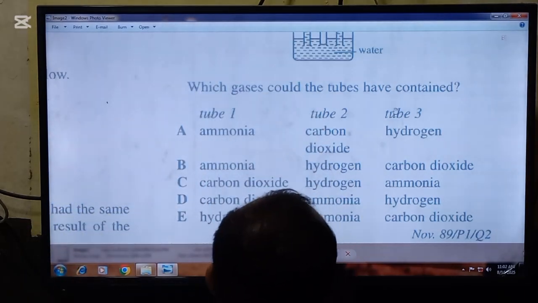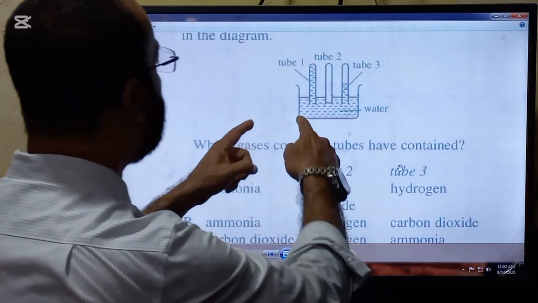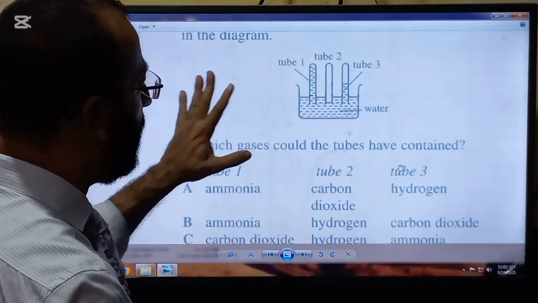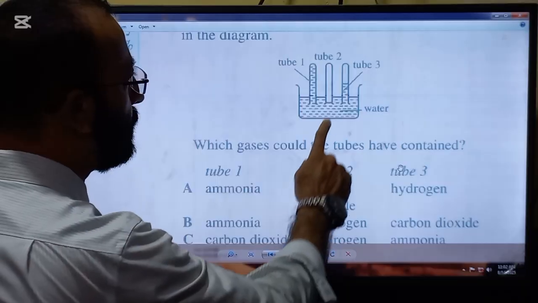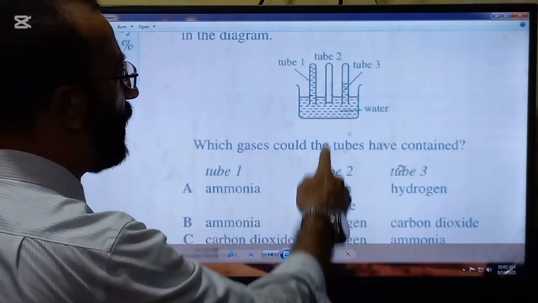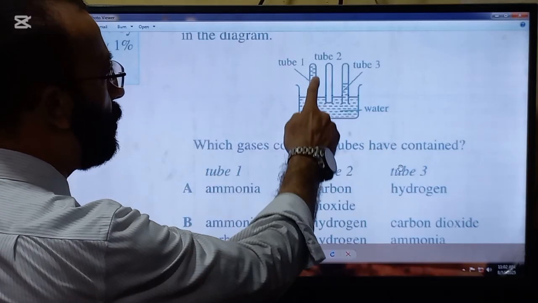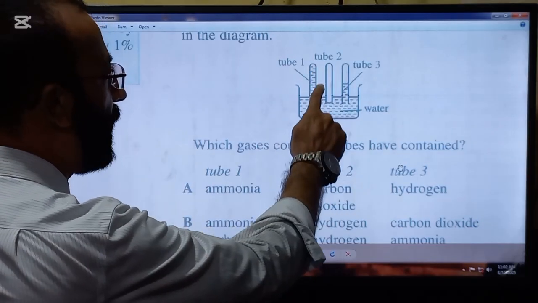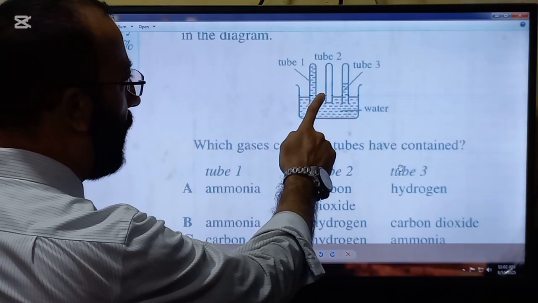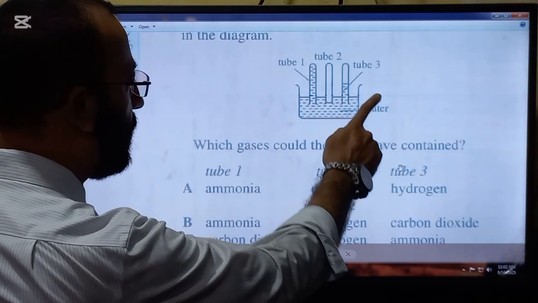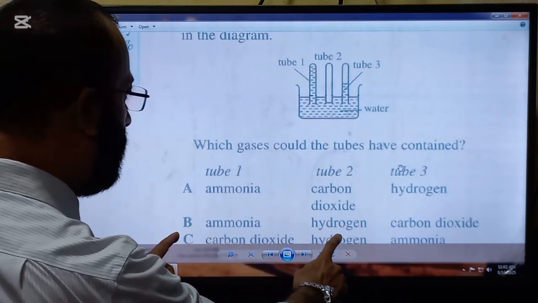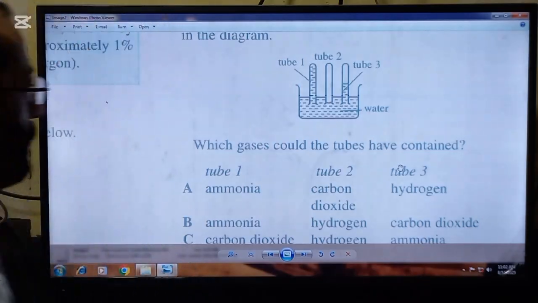So here you can see now, in tube 1, the water has risen to almost the top of the tube, so it must be the ammonia gas. In tube 3, you can see water has risen up to half of the tube, so it must be carbon dioxide. And tube 2 is empty, so it must be hydrogen. So 1 is ammonia, 2 is hydrogen, and 3 is carbon dioxide. So it must be B answer: ammonia, hydrogen, and carbon dioxide.